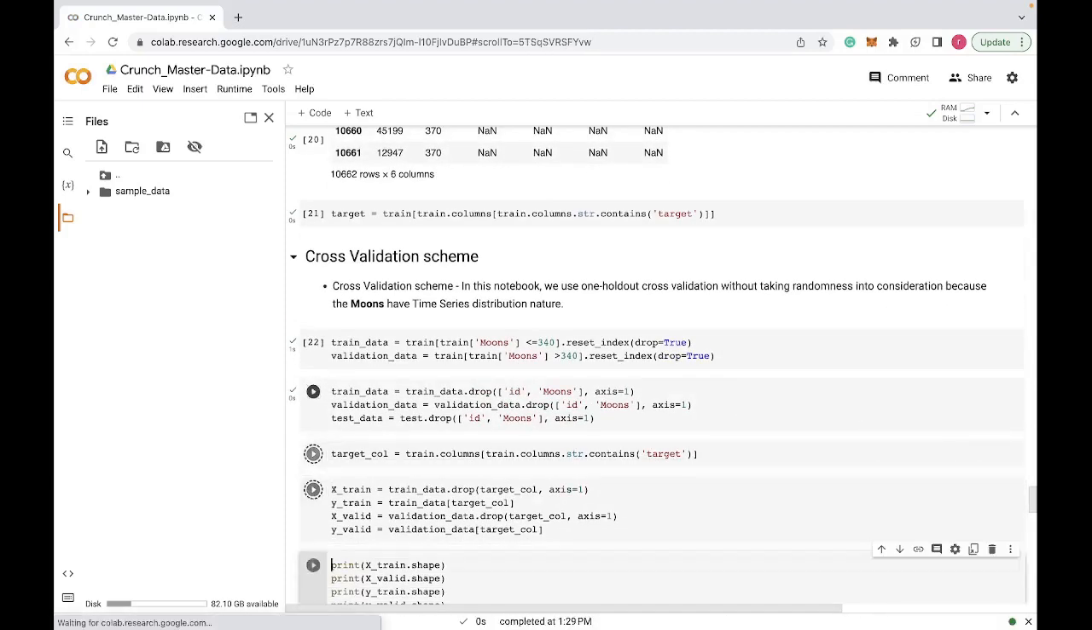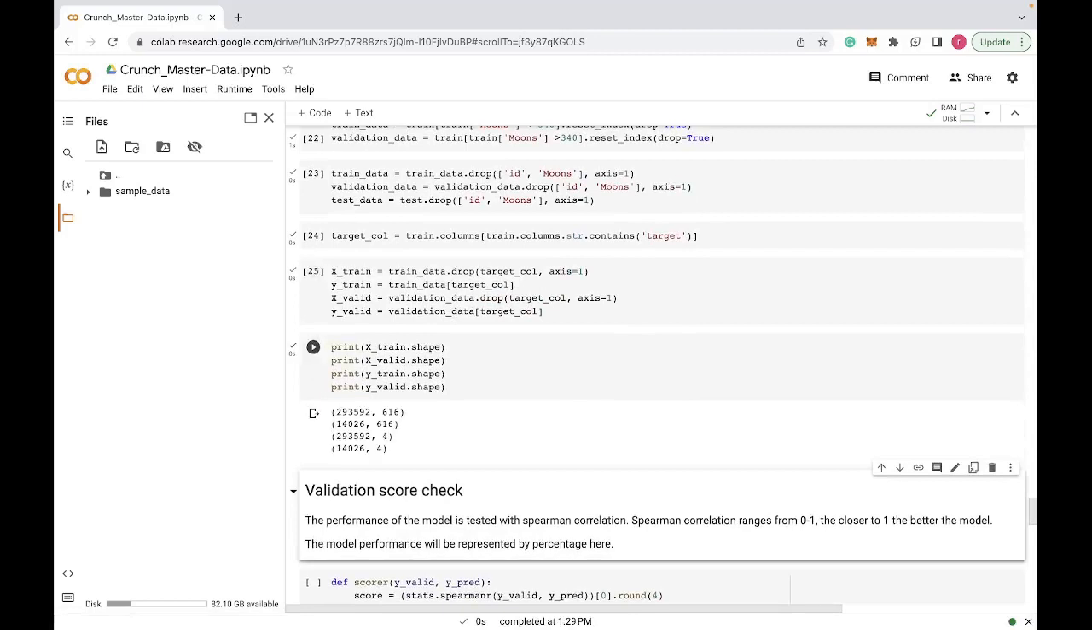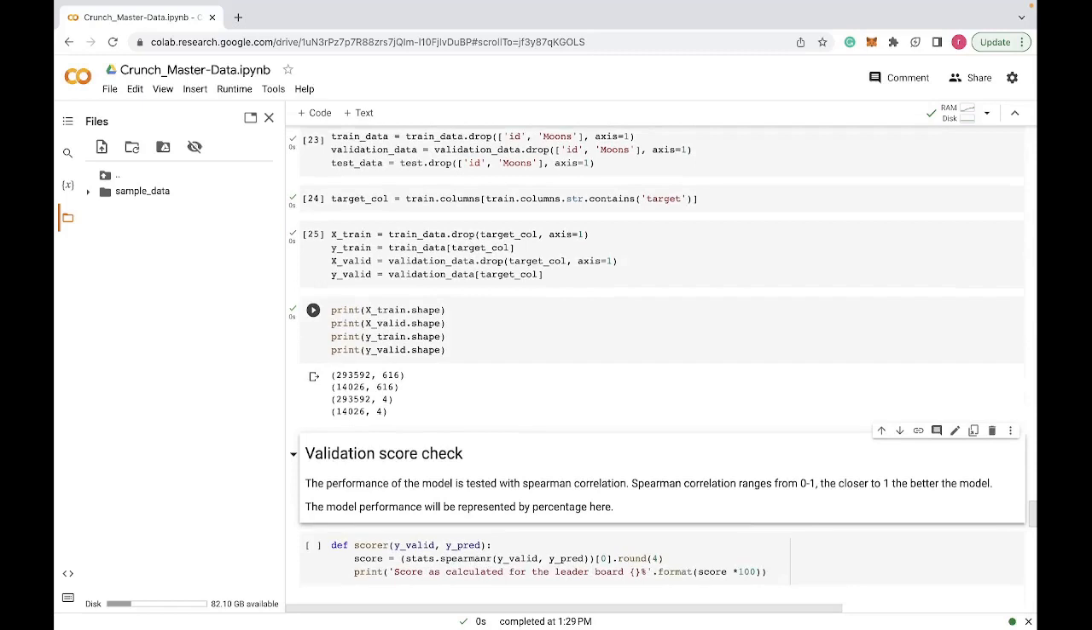So we want to see the shapes we have. The shape of our training data, the X train, is 293,000 rows, and we can see what the columns are, and our row count for the validation is 14,000. And remember, our test set is around 10,000 rows. So we should also take note of that.